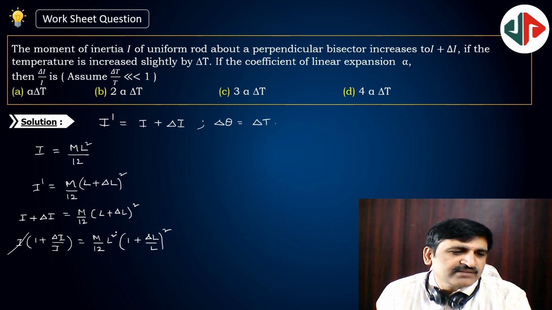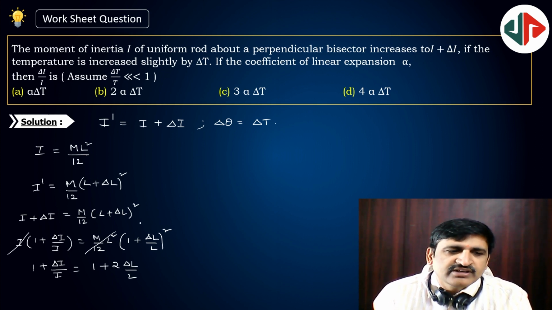And I and ml square by 12 you can cancel. One more step I can write, 1 plus delta I by I, from binomial expansion 1 plus 2 delta L by L, because of small temperature change, and 1 gets cancelled. You got delta I by I is equal to 2 delta L by L.